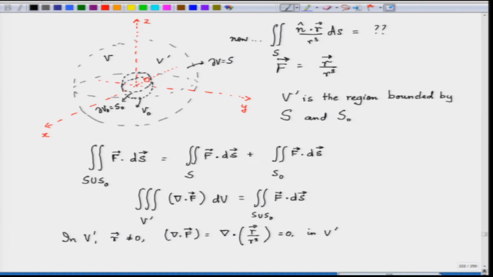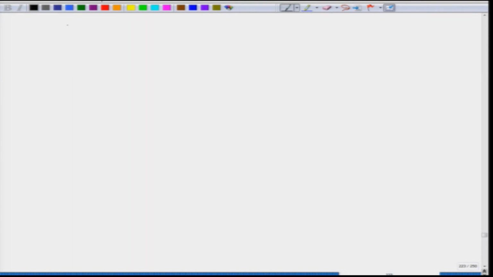So, what do I get? This is written as a sum of two integrals. So, I get the integral over S of f dot ds, where f is obviously r vector by r cube, equal to minus the integral over S naught of f dot ds. So, I have to find this. Now I want to evaluate the integral over S naught of n vector dot r vector by r cube ds, and that is what I am going to evaluate. If I can evaluate that, I have actually made a move forward.